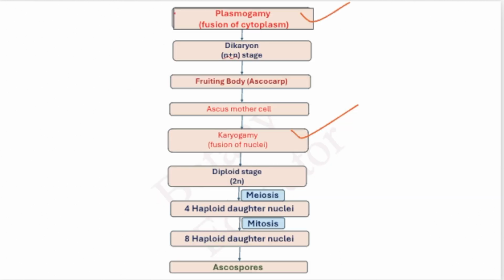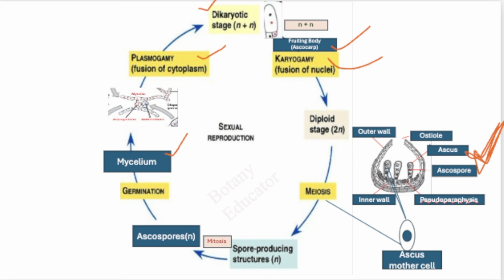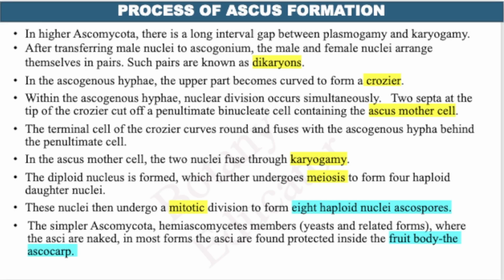So, this diagram and the next diagram are very important. You can take a screenshot of this diagram and of the next one also. These two diagrams are really important to understand how these steps occur, right? So we'll go into detail on how the Ascus mother cells are formed. We'll also see that in higher Ascomycotina, there's a long interval gap between plasmogamy and karyogamy, right?